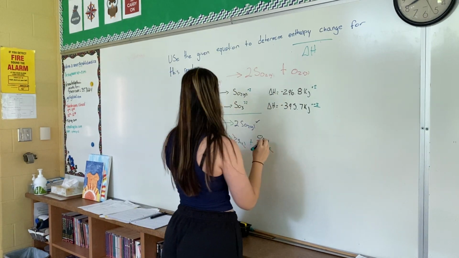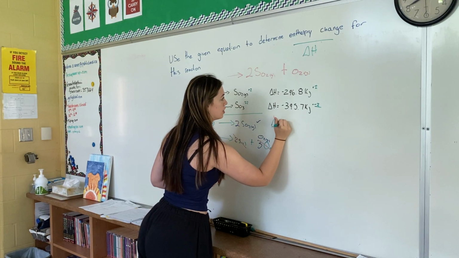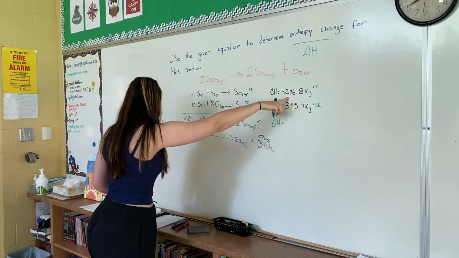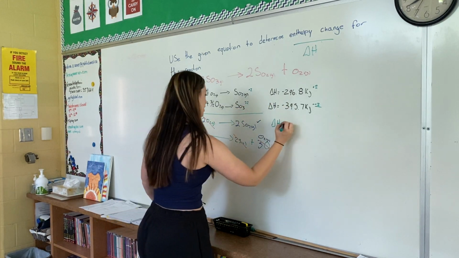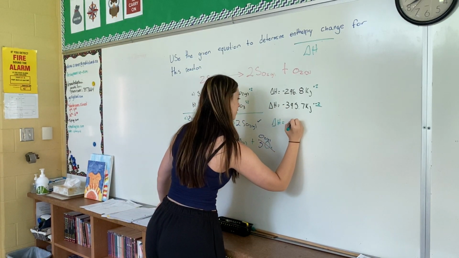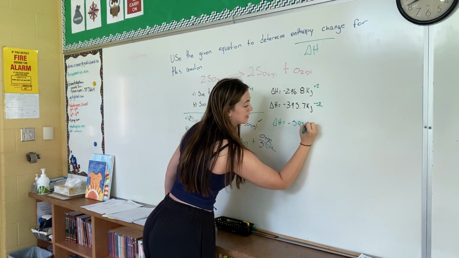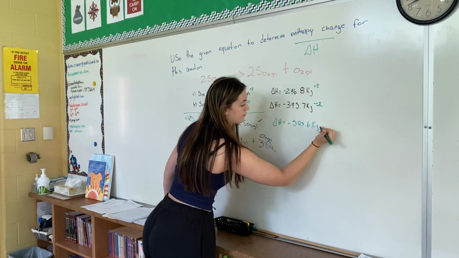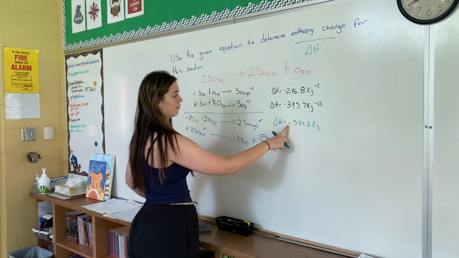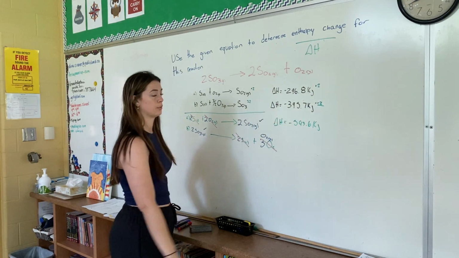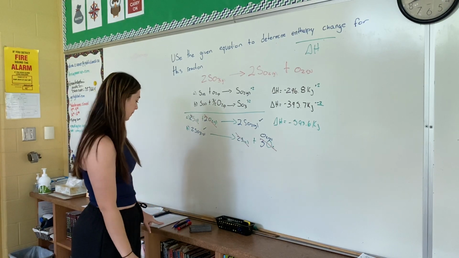So if, for reaction 1, we do the delta H, we have to times this by 2. So timesing this equation by 2 will give us negative 593.6 kilojoules. So it stays negative because we only times it by 2. A negative times a positive is a negative, so it stays negative.